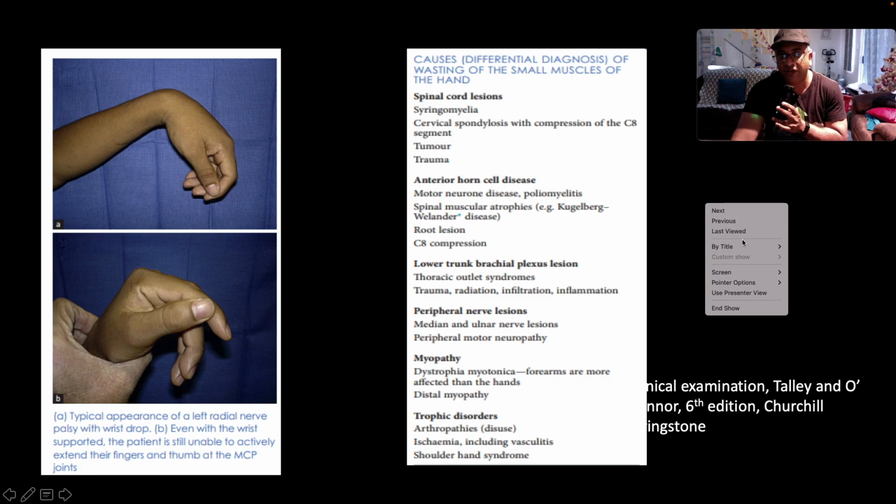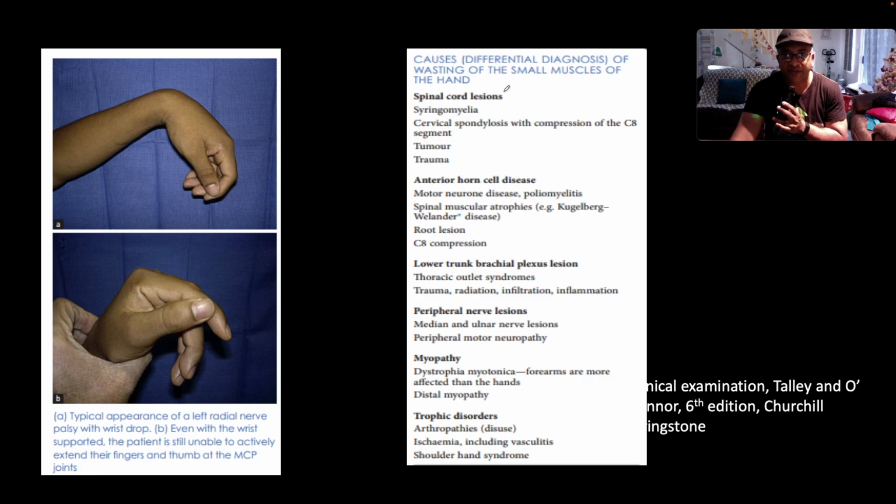This is the differential for wasting of the small muscles of the hand, guys. You can stratify it into spinal cord lesions, anterior horn cell disease, lower trunk brachial plexus lesion, peripheral nerve lesion, myopathy, and trophic disorders. The spinal cord lesions: syringomyelia, which typically gives you cape-like sensory loss, cervical spondylosis, compression of the C8 segment, tumor or trauma.